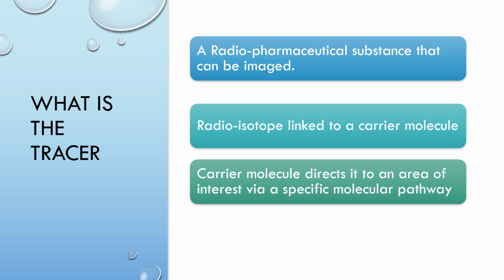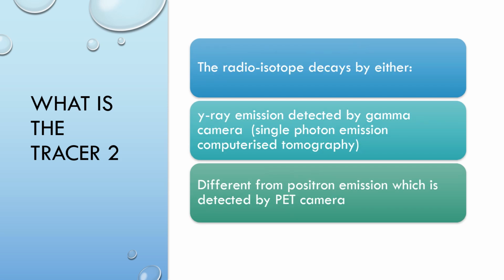What is a tracer? It's a radiopharmaceutical substance that can be imaged. It's a radioisotope that's linked to a carrier molecule, and this carrier molecule directs it to an area of interest via a specific molecular pathway. The radioisotope in the body would decay by either a gamma ray emission, which is detected by the SPECT camera, the single photon emission computerized tomography camera, but this is a bit different from the positron emission, which is detectable by the PET camera. This is not the subject of today's talk.